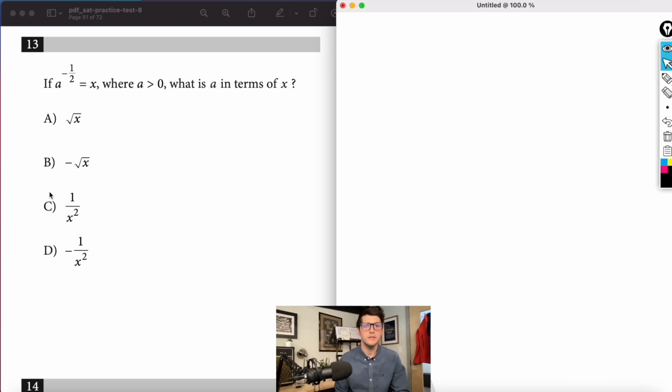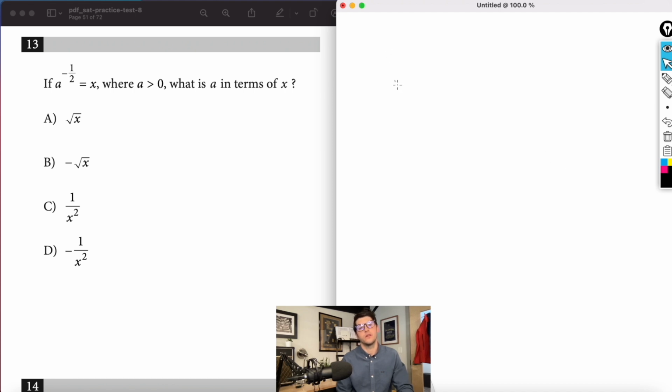Number 13, test 8. So this is an exponent question, but it's also a question we can use real values on. We still have to know our stuff with these exponents, but you could also use your calculator. So I'll walk through both of those things here. What is a in terms of x, it asks.